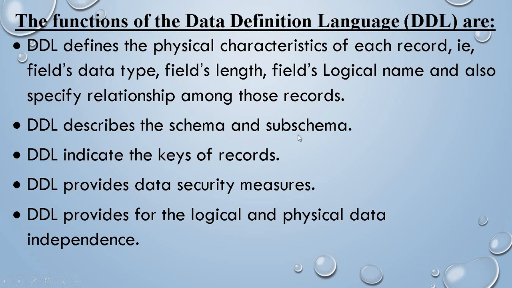The next function is that it describes the schema and subschema. Schema is nothing but the logical structure of the database, and a part of the schema becomes a subschema. DDL indicates the keys of the records. There are primary key, secondary key, and foreign key. So all these keys will be indicated in this DDL, that is data definition language.